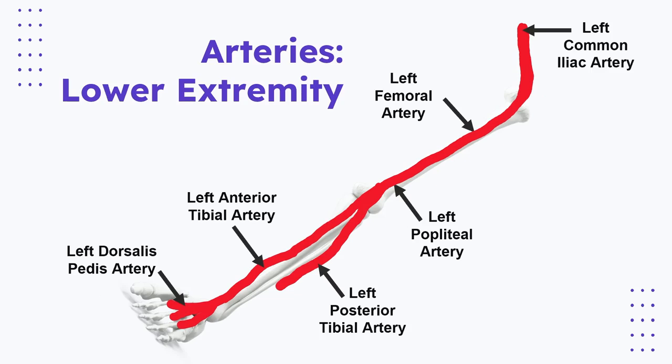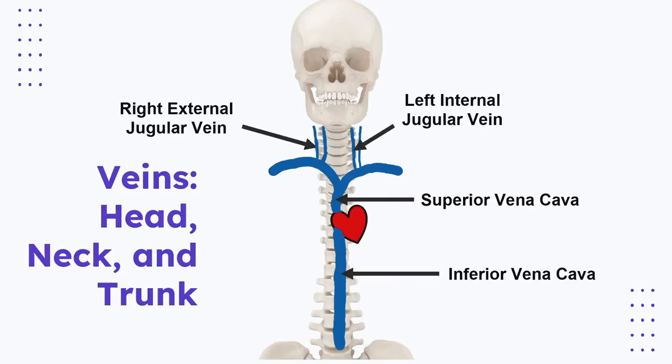Major arteries of the lower extremity include the common iliac artery, which supplies blood to the entire lower leg and continues as the femoral artery at the thigh, which continues as the popliteal artery at the knee, and then splits into the left posterior tibial artery and the left anterior tibial artery at the lower leg, which continues as the left dorsalis pedis artery on the top of the foot. Of note, the dorsalis pedis artery is very important in monitoring blood flow to the feet, particularly in people with diabetes. From major arteries, we now switch to major veins.